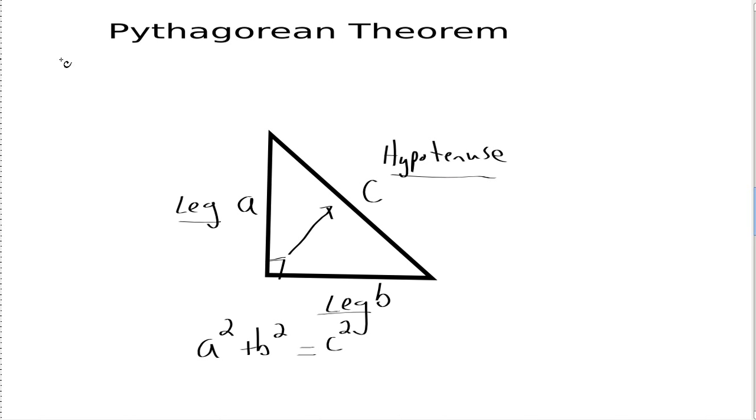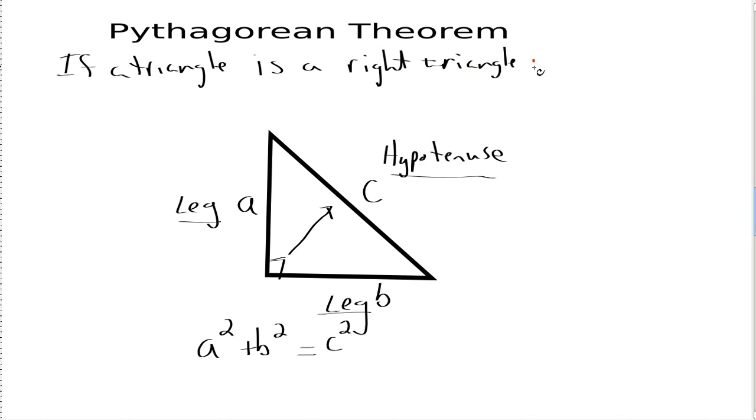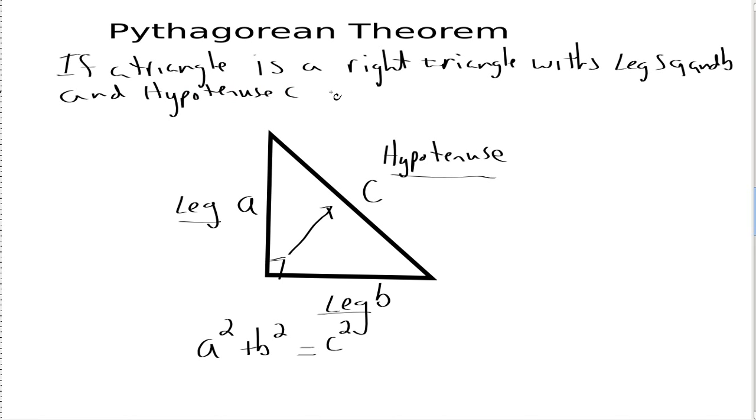Alright, so if a triangle is a right triangle with legs A and B and hypotenuse C, then A squared plus B squared equals C squared. So that's what the theorem says right there.